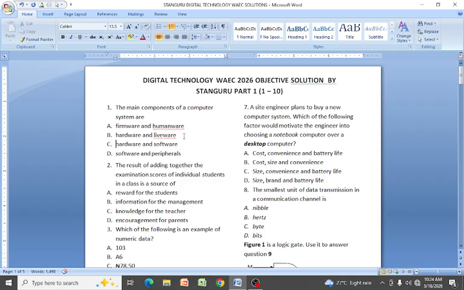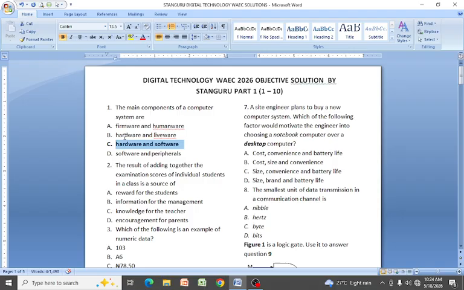Question number 1. The main components of a computer system are: A. Firmware and humanware, B. Hardware and liveware, C. Hardware and software, and D. Software and peripherals. So the correct answer is C, hardware and software. I'm going to tell you why C is the correct answer.